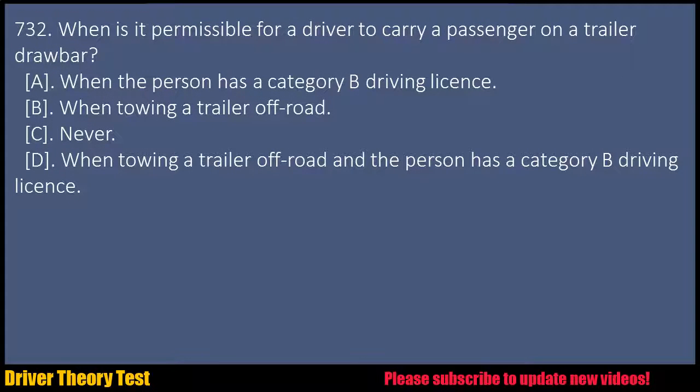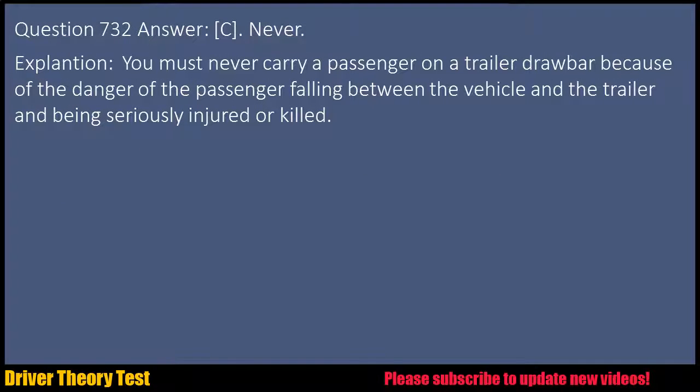Question 732. When is it permissible for a driver to carry a passenger on a trailer drawbar? A. When the person has a Category B driving license. B. When towing a trailer off-road. C. Never. D. When towing a trailer off-road and the person has a Category B driving license. Question 732. Answer: C. Never. Explanation: you must never carry a passenger on a trailer drawbar because of the danger of the passenger falling between the vehicle and the trailer and being seriously injured or killed.